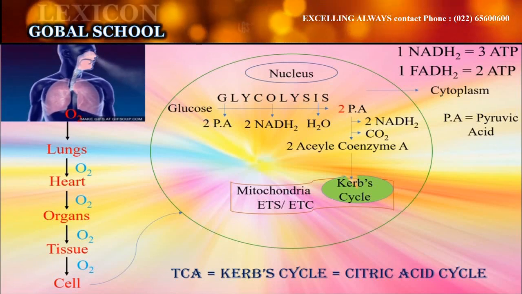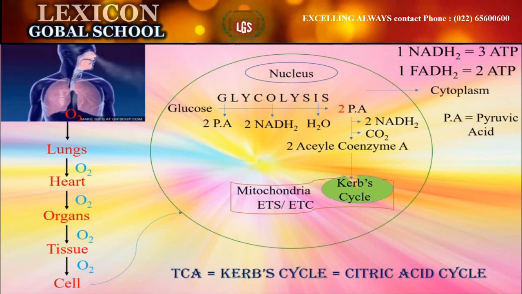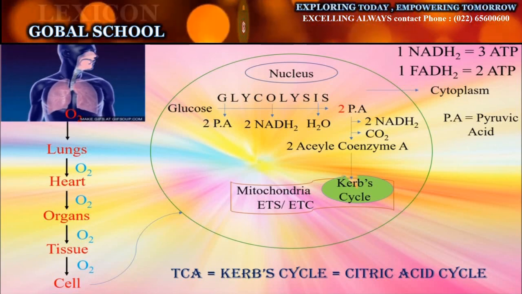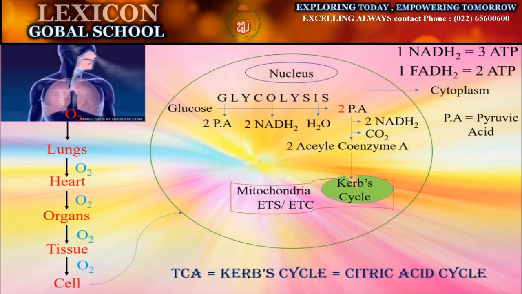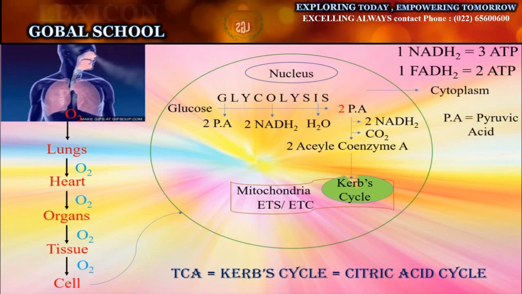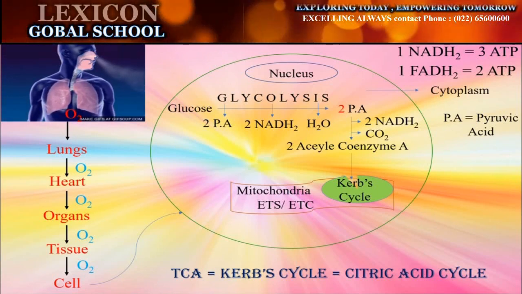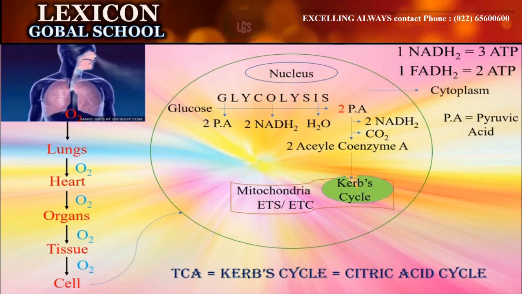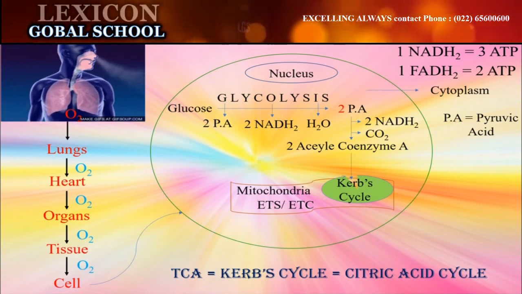In the cytoplasm, we go through glycolysis, where glucose is converted into PAPA. We learn about the tricarboxylic acid cycle, that means when PAPA, pyruvic acid, gets converted to acetyl coenzyme A. And in your mitochondria, the electron transfer system or electron transfer chain takes place. Thus, one molecule of glucose gives out carbon dioxide and water, along with energy, after complete oxidation in the presence of oxygen.